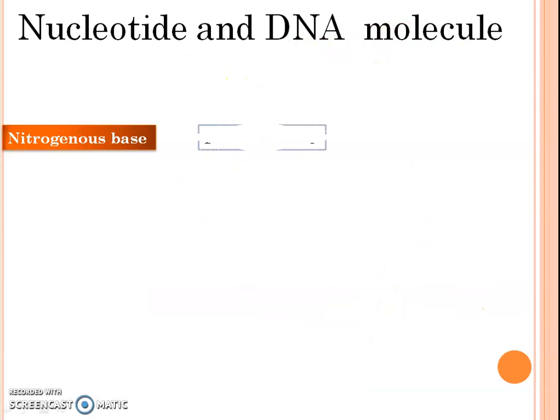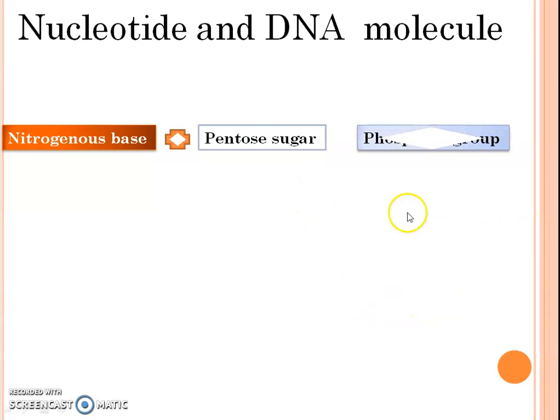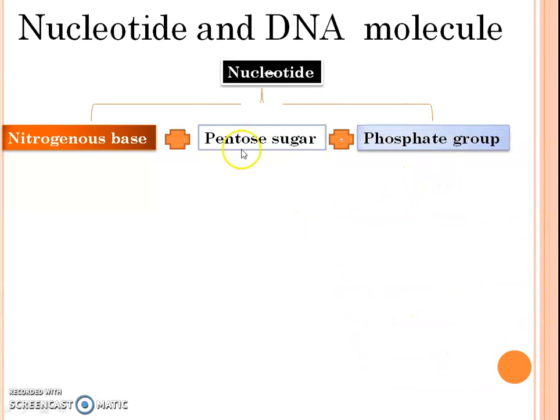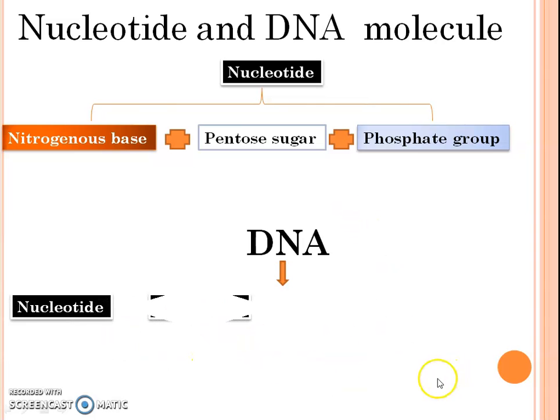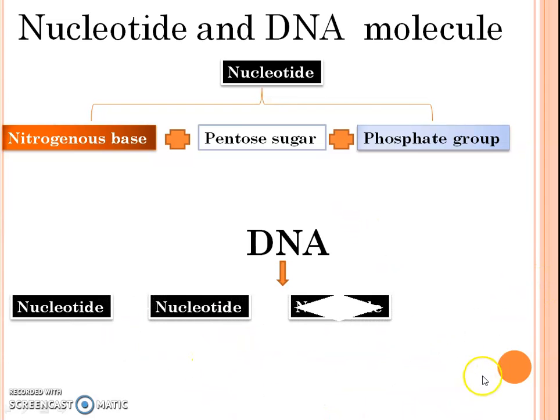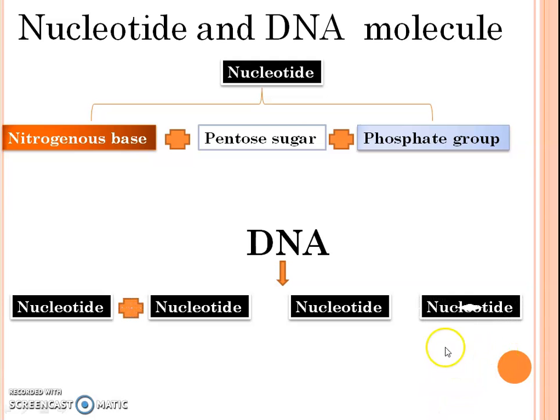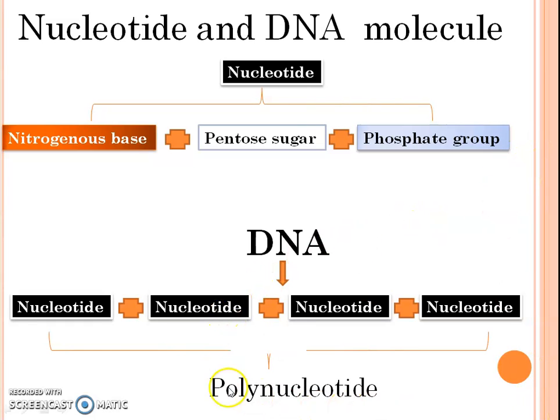Nucleotides and DNA molecules. What is actually a nucleotide? A nucleotide is the combination of three components: nitrogenous base, pentose sugar, and phosphate group. These three components bind each other and form a nucleotide. And DNA is the polymer of nucleotides. Several nucleotides bind with each other through phosphodiester bonds and form the DNA molecule, and this chain is often called a polynucleotide chain.